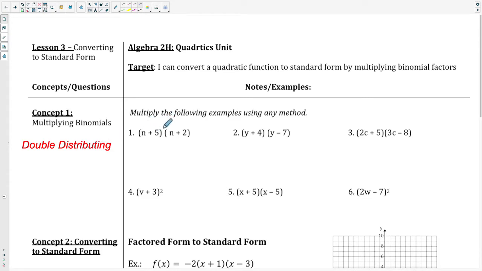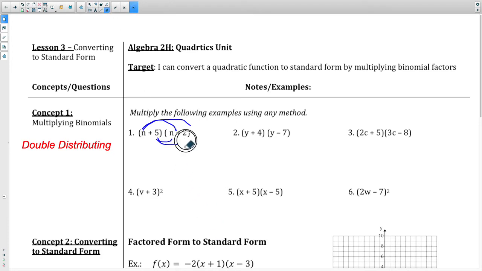And so what we do in double distributing is we have a binomial, that is there's two terms, times a binomial, two terms, and I'm going to multiply each item inside here times the other two. So I'm going to distribute my n, and I'm also going to distribute my 5. Okay, so that's how I'm going to go about that. So I'm going to start off with that n and focus in on that part of it. And so when I do that, n times n is n squared, and n times 2 is 2n. Now I go to the other one, and I say 5n and 10, because of 5 times 2.